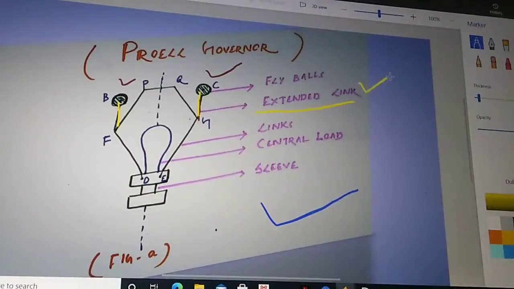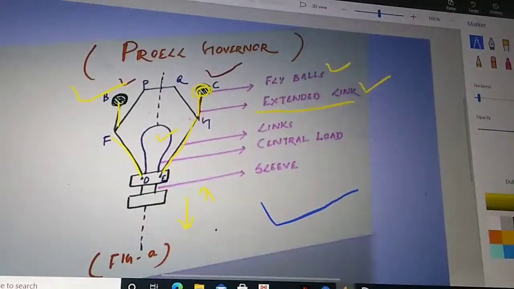So it is the striking feature of difference in this Proell governor, and it has the fly balls attached to the extended links. This one is the fly balls, and the lower ones are the links. They connect to the sleeve, and this one is the sleeve, which moves up or down as the position of the bell crank lever changes. And this is the central load. These are all the constructional features we have discussed previously also, and they are all the same with this Proell governor, but the striking difference is the extended link. So let us see in detail.